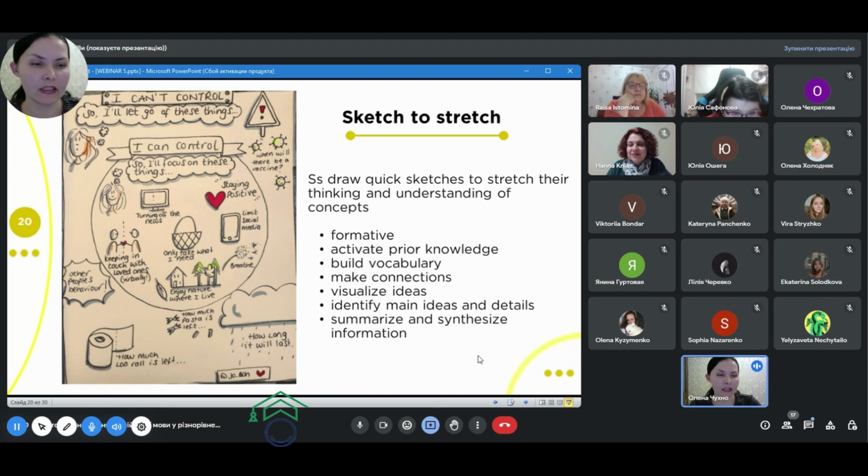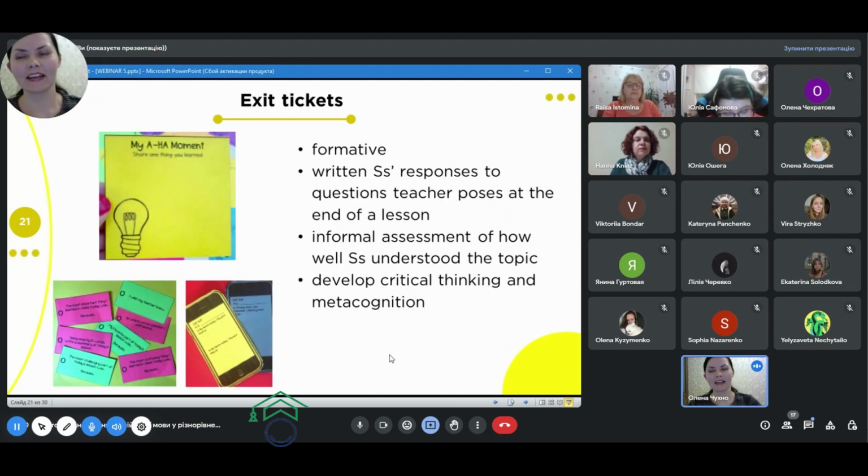So that is just one of the examples, but you can modify this activity, taking into account the text you want your students to read. Then exit tickets. So this technique is used for formative assessment. Basically, exit tickets, or they are sometimes called exit slips, are written students' responses to questions that the teacher poses at the end of the lesson. So it's informal assessment of how students understood the topic of the lesson.